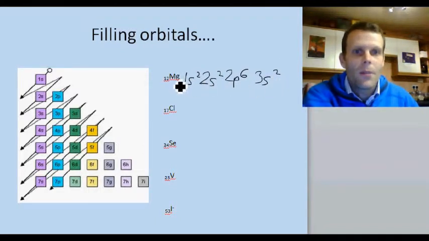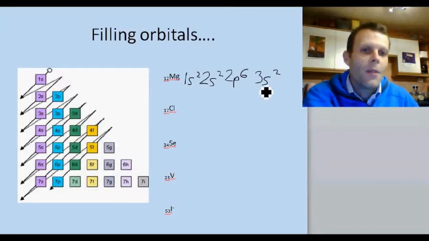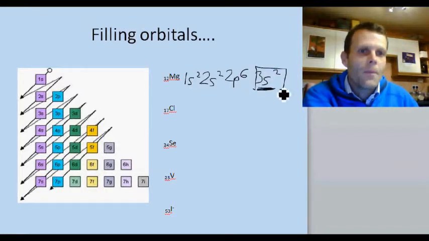Sure enough, if you look at its position in the periodic table, I think more on this in the periodicity section, you can see that it's the 3rd period, and it's the 2nd column. It's in the right hand side of the S block.